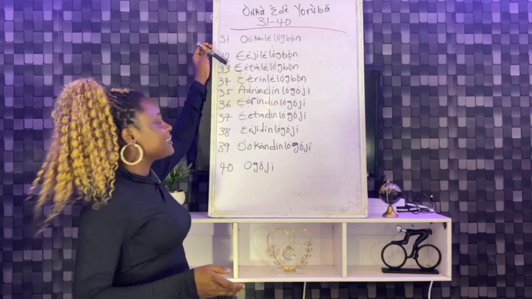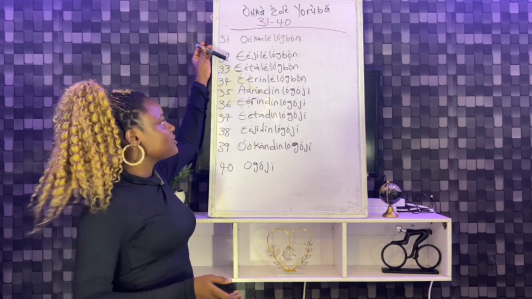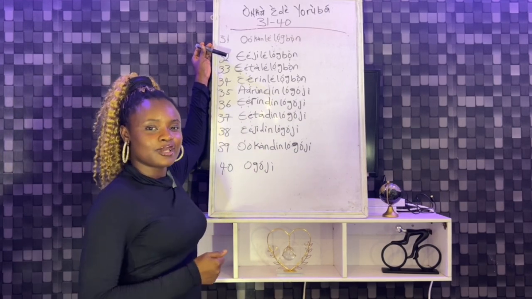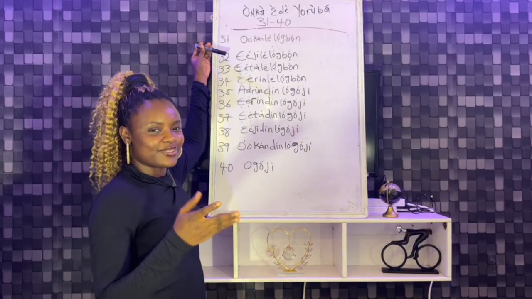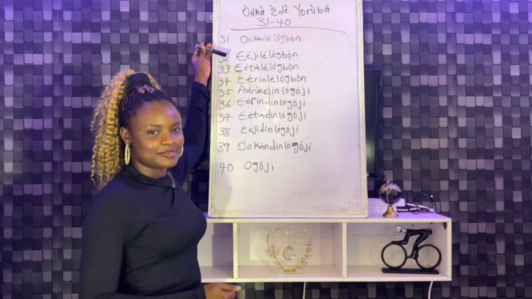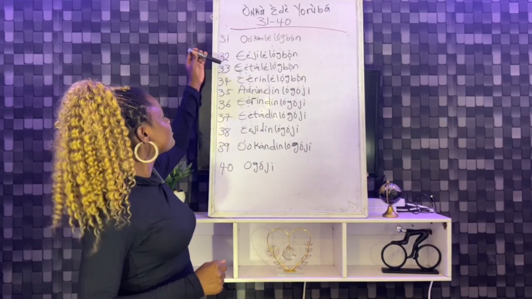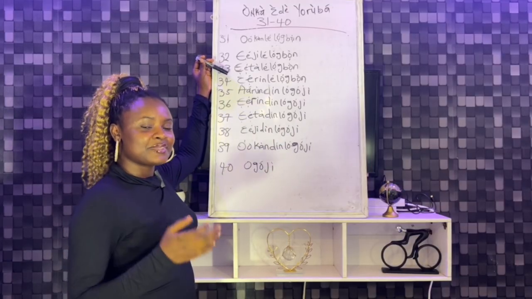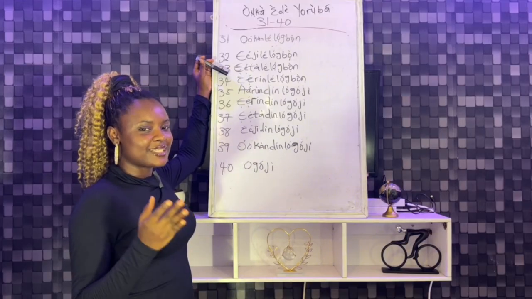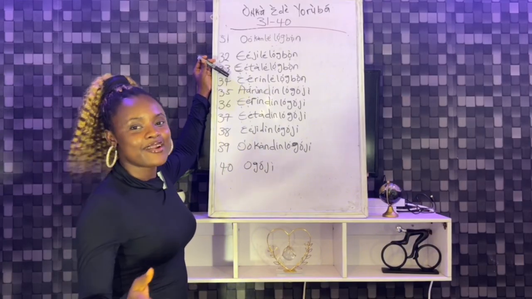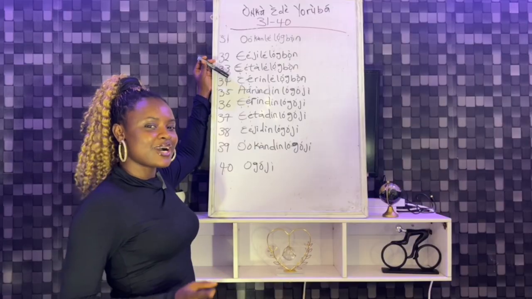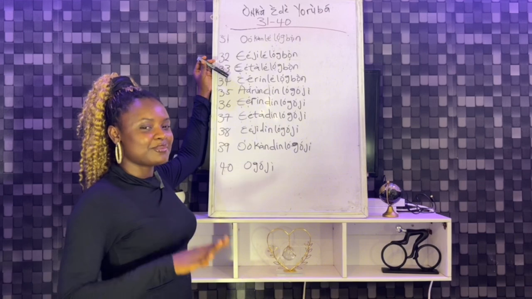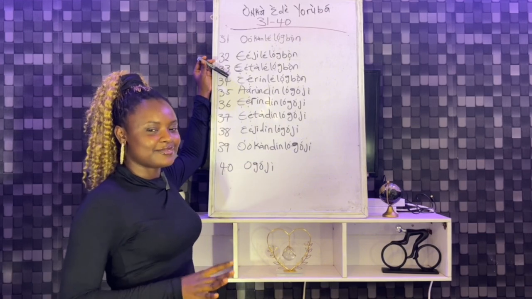So we have 33, which is ẹ̀tàlélọ́gbọ̀n. Ọgbọ̀n is 30. Ẹ̀ta is 3. So that is 30 plus 3. And that gives us 33. We have ẹ̀rìnlélọ́gbọ̀n. Ẹ̀rin is 4. 30 is ọgbọ̀n. 30 plus 4, that is 34. It's as simple as anything. Counting of Yoruba numbers is very, very simple. You just have to calm down, so you master it very well.